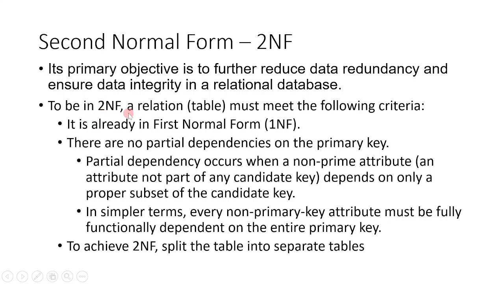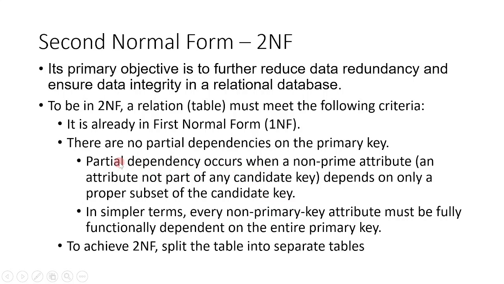To be in the second normal form, a table must meet the following criteria. First, it is already in the first normal form. Then, this is very important, there are no partial dependencies on the primary key. Partial dependency occurs when a non-prime attribute, meaning it is not part of the primary key, depends on only a proper subset of the candidate key. The candidate key here is our primary key.